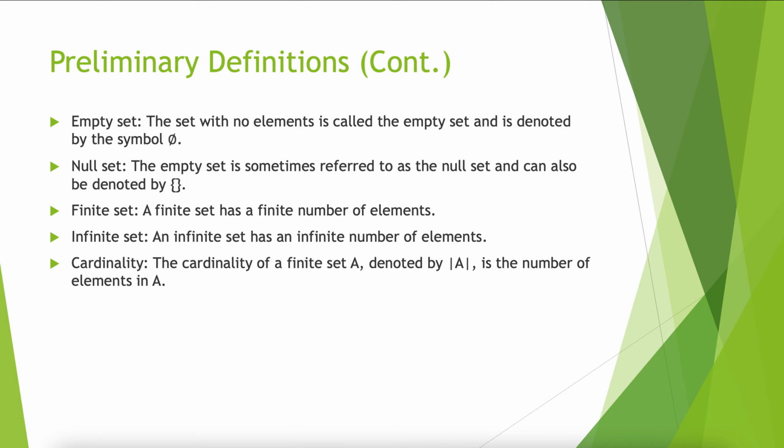Then you have a finite set, which has a definite number of elements. Then an infinite set, which is again infinite, you don't really have an order and it can change as it is. And then you have cardinality. Cardinality of a finite set is denoted by that. So mod of A is basically the number of elements in A. This defines that it is basically a specific set.